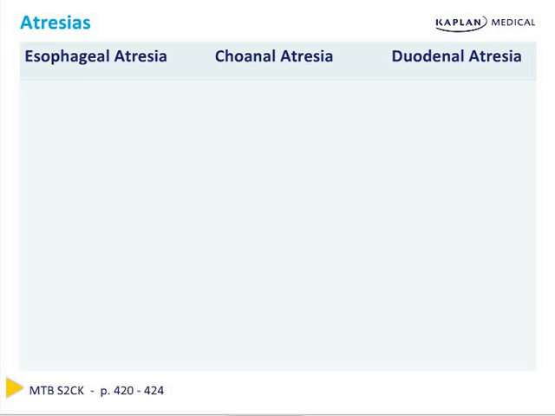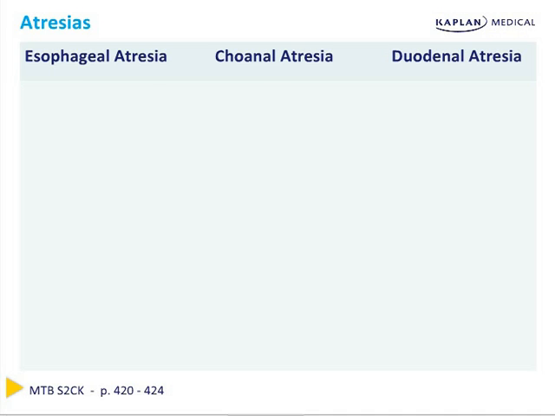Let's move on to atresias, which in total are not a hotly tested topic on Step 2 outside of the management questions. So we're going to simplify the discussion by consolidating the important information onto one table for all three. The 3 main atresias you're likely to see, if any, are esophageal, choanal, and duodenal atresia.